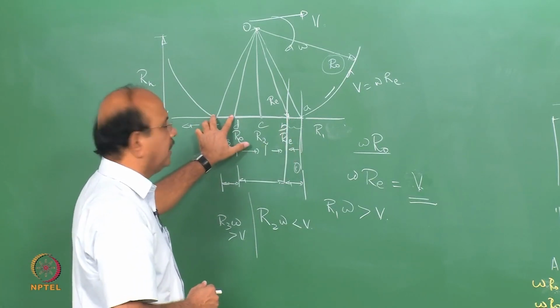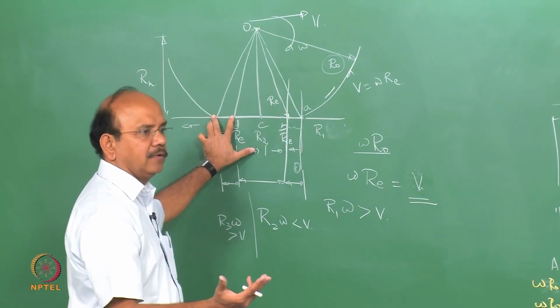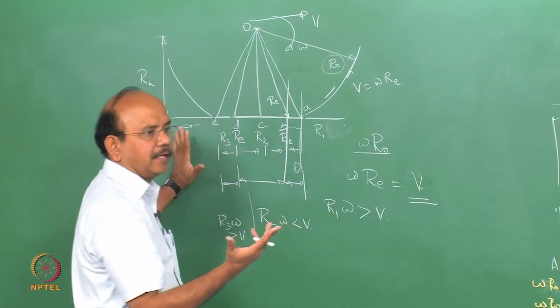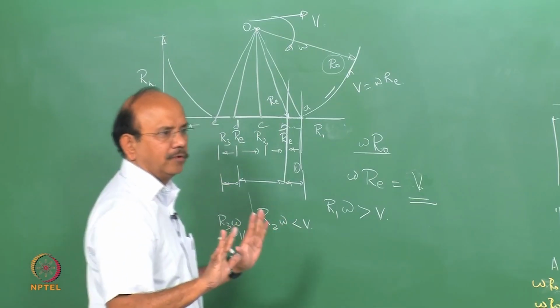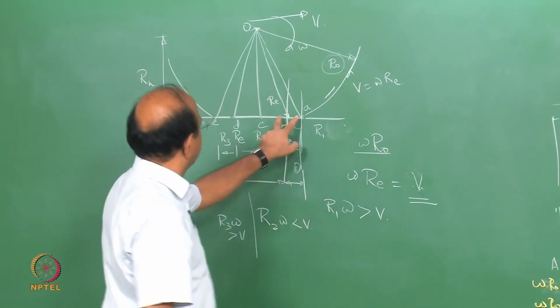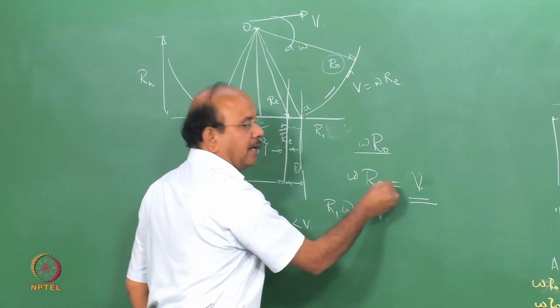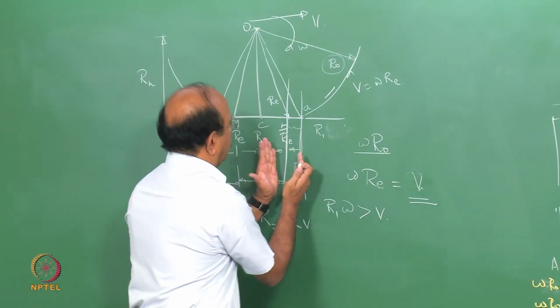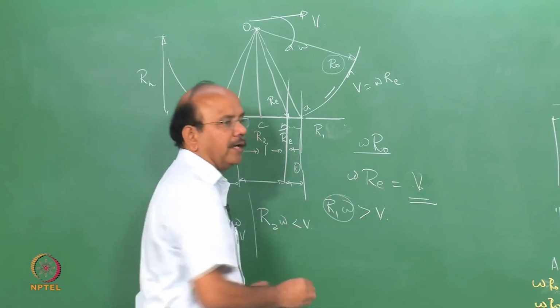Okay, and here again the radius is greater than RE. Between the two, the radius is less than RE. This is all I'm saying, nothing more, nothing less. So since it's greater than RE, V being omega RE, in this region between A and B, R1 omega is greater than V.